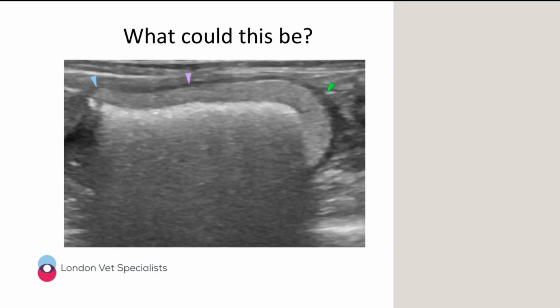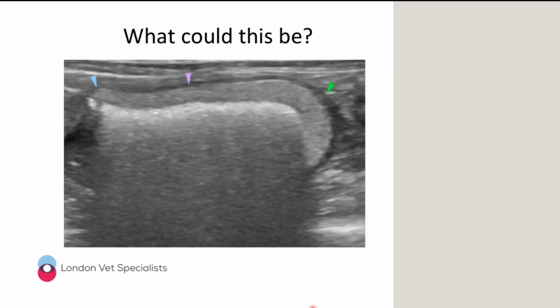So just for a bit of fun, we're going to look at a few foreign bodies that we've removed from some patients at LVS over the last 6 months or so. So this first one was taken out of a 1-year-old male-neutered domestic short-haired cat that presented as vomiting.